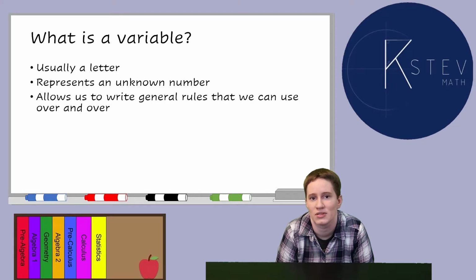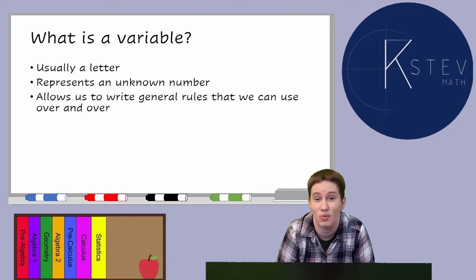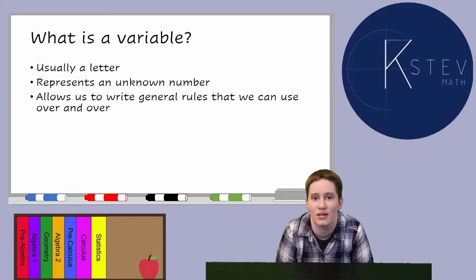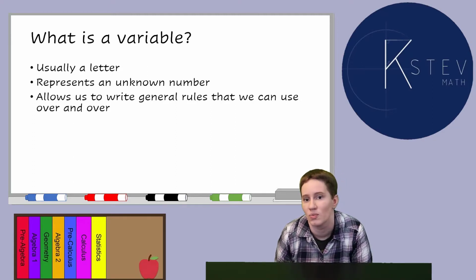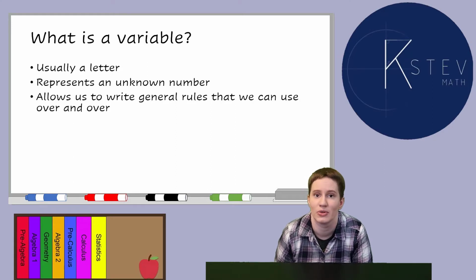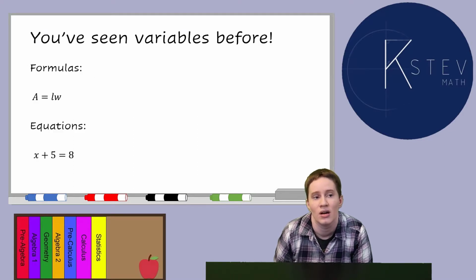So maybe we have a situation where we know a lot of what's going on, but are missing one particular piece, then a variable would be helpful. Or maybe we have a formula that we want to use to be able to find the same information over and over again. We would represent the parts of that formula with letters or variables. So between those two kinds of situations, you've probably actually seen variables before. One of the ways that we use variables very commonly is with formulas.